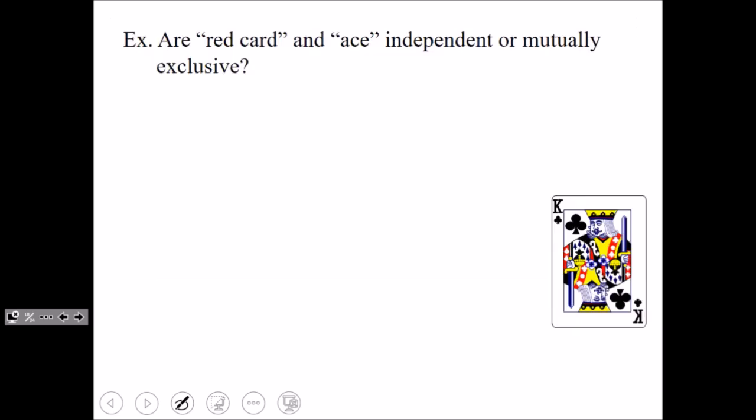How about red card and ace? Are they independent or mutually exclusive? Well, let's think about our test. Our test was if the probability of red card given I got an ace was equal to the probability of a red card, then they were independent. Knowing that you got an ace didn't affect the probability.